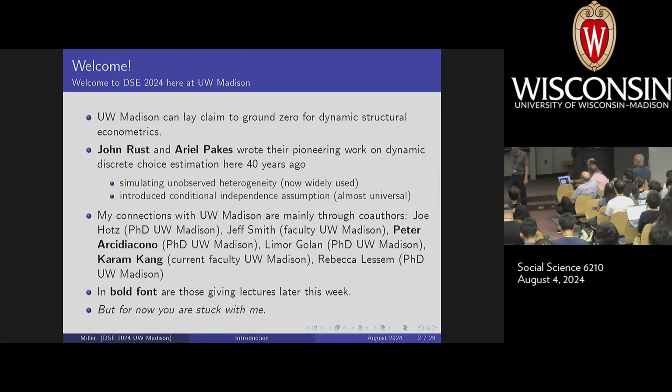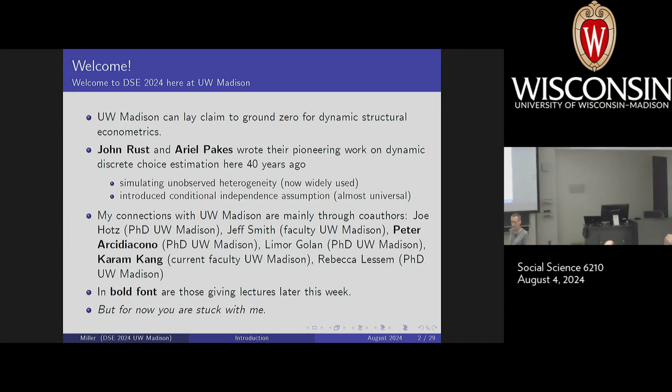In, but I do have some qualifications. I worked with a bunch of UW Madison connected people, many of whom either got their PhD or are current faculty. You can see the list there, and in fact you'll be hearing from Peter and Karam later on, along with John and Ariel.